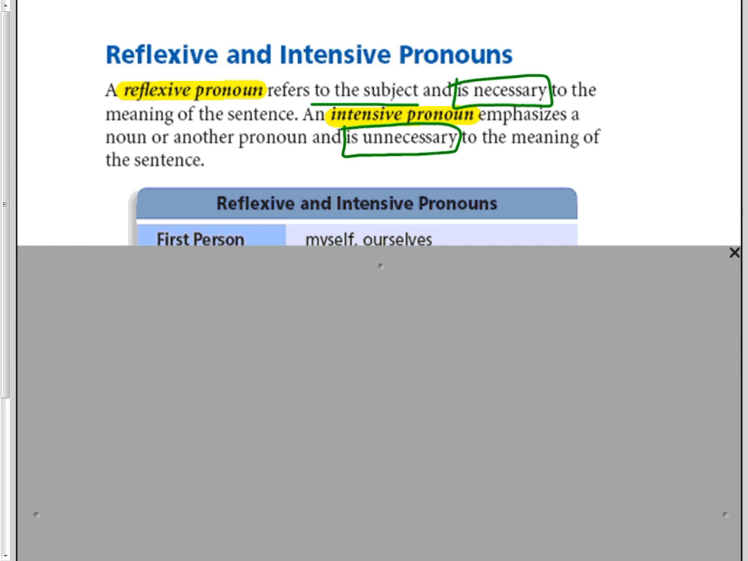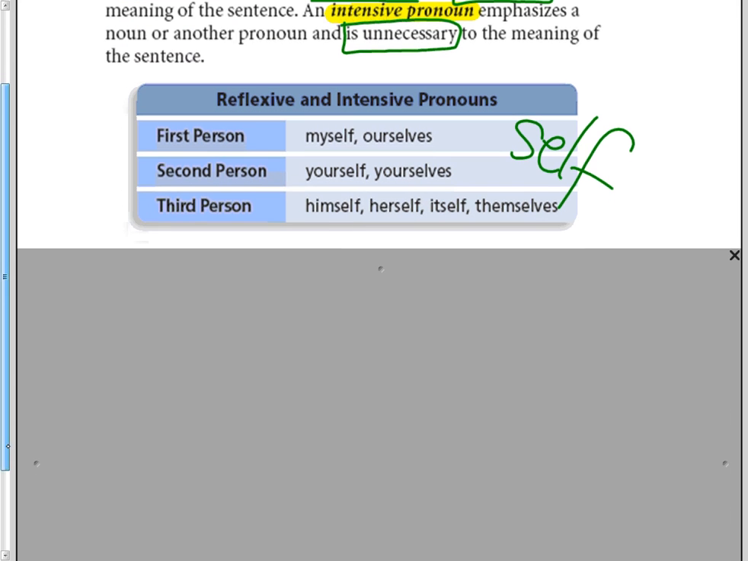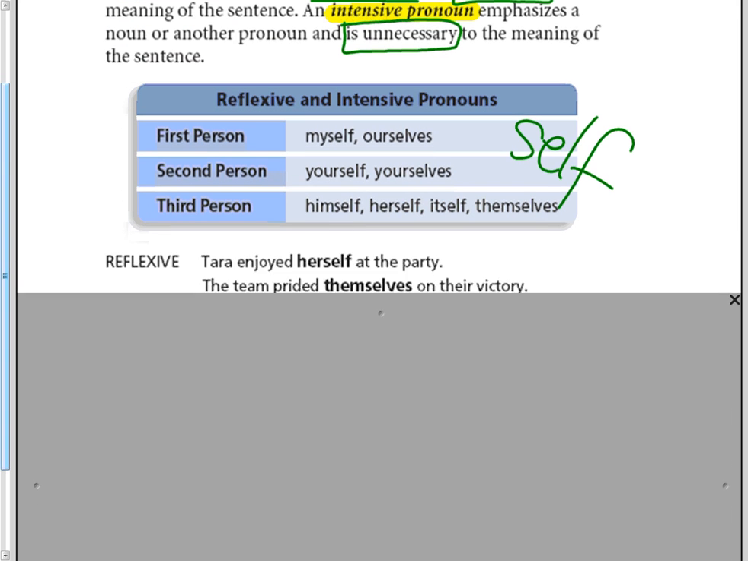So examples: myself, ourselves, yourself, yourselves, himself, herself, itself, themselves. So notice that all these words have some form of the word self. That's a clue. When you see some form of the word self, you know it's either reflexive or intensive. Now, we often use reflexive more than intensive, and I'll show you a couple examples.